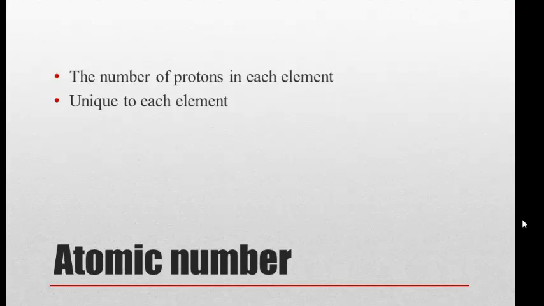The atomic number of an element is determined by the number of protons in each element. Atomic number is unique to each element. It is like the element's fingerprint, and it is what identifies that element. For example, carbon has an atomic number of 6. This means that carbon always has 6 protons.